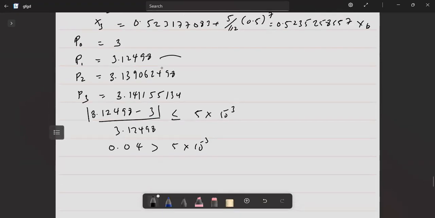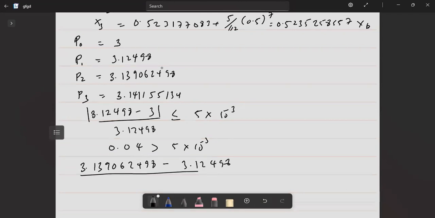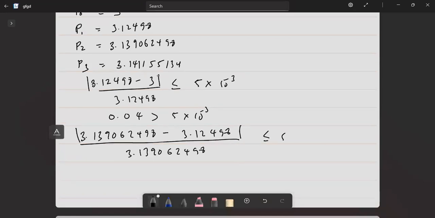So the next one here with P1 and P2. P2 becomes our present approximation. So we have to check that condition as well. So 3.139062498 minus 3.12498 divided by 3.139062498. Okay, so let's check if this indeed is less than 5 times 10 to the power negative 3.